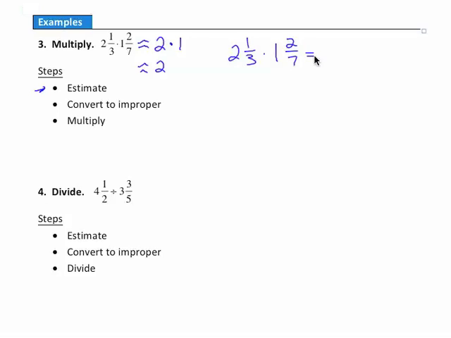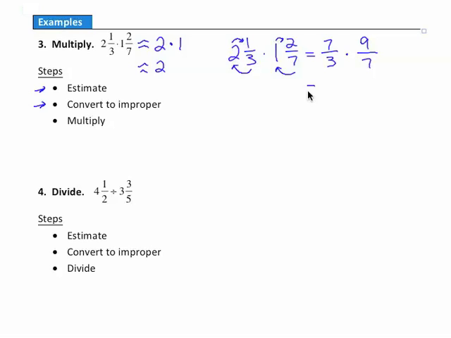Now let's take a look at the actual answer to this calculation. Well, the first thing we're going to do is convert these to improper. To do that, remember, we work in a circle. So I'm going to go 3 times 2 is 6. 6 plus 1 is 7. So that's going to be 7/3 as an improper fraction. And then 7 times 1 is 7. Plus 2 is 9. So that's going to be 9/7.